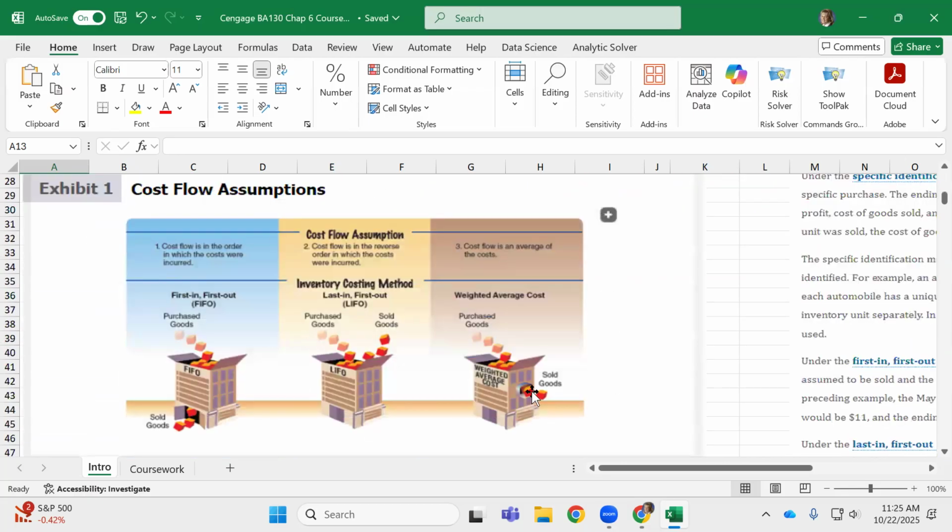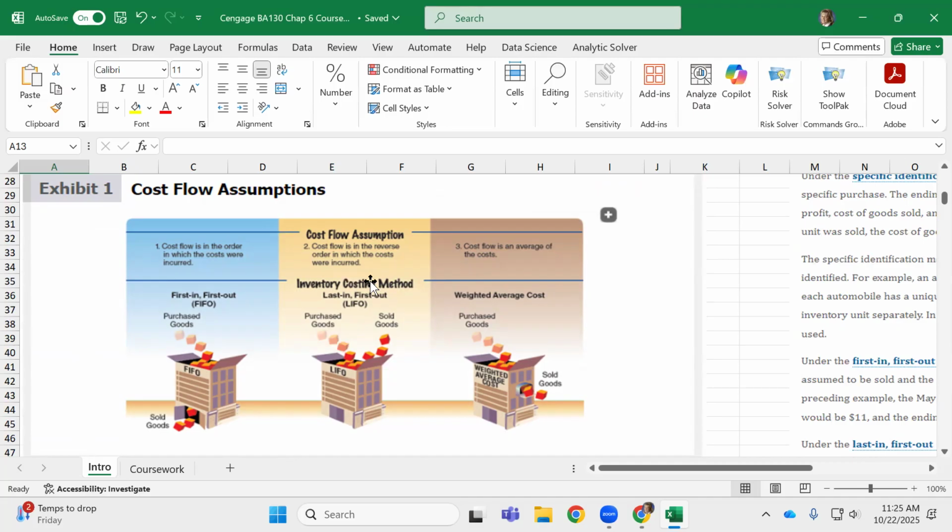All right, so here's what we've got to think about. Here's what I want you to know: the cost flow assumptions. We're going to learn three cost flow assumptions that are going to work with what's called perpetual inventory, and the other one's called periodic inventory. We're mainly going to focus on perpetual.